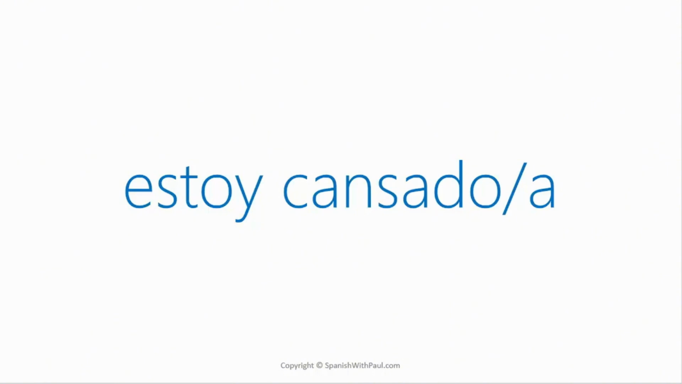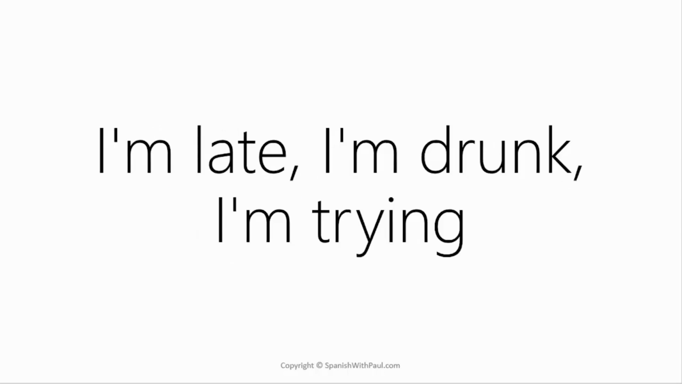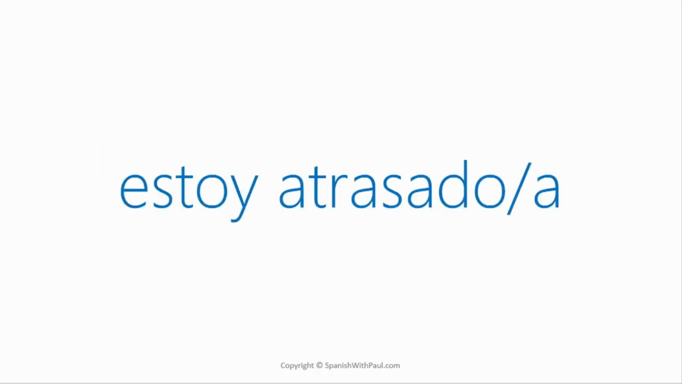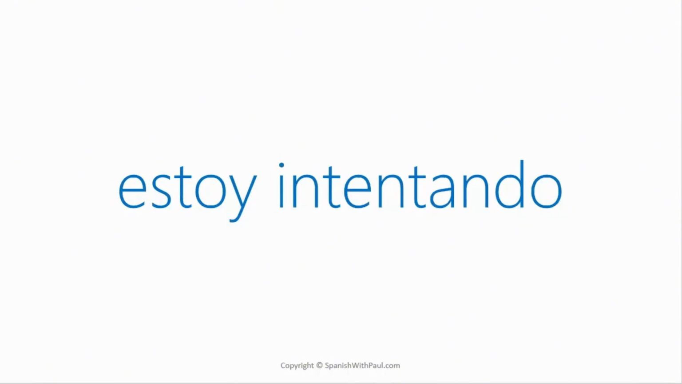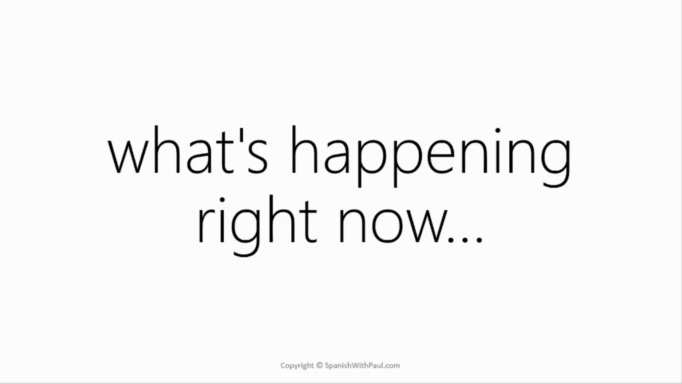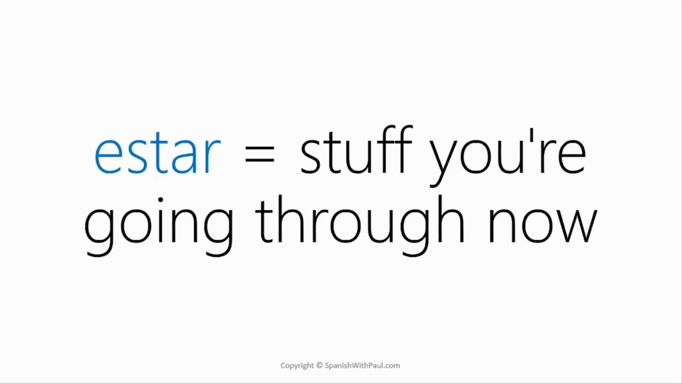What I really want to bring your attention to is that this form with estar can also be used to describe what's happening right now. In other words, what's going on. For example, I'm late, I'm drunk, I'm trying. So these would be estoy atrasado, I'm late, or estoy borracho, I'm drunk. Estoy intentando, I'm trying. So we use also this form of estoy or estar in general to not only talk about feelings, things or emotions that we're going through, but also about what's going on right now. So right now we're running late, or right now we're drunk, or right now we're trying to do something. You'll also find this used a lot in Spanish with estar. In other words, it's not just limited to your emotions or your feelings, but it's also about describing stuff that's going on right now, stuff that you're going through.